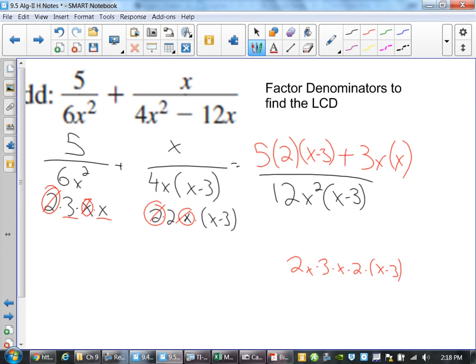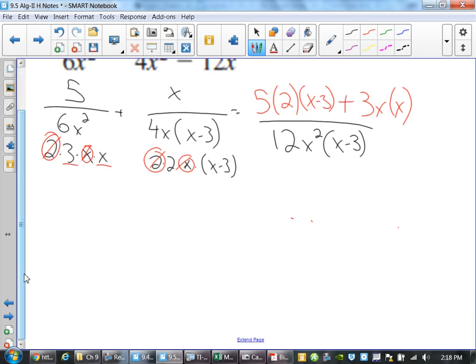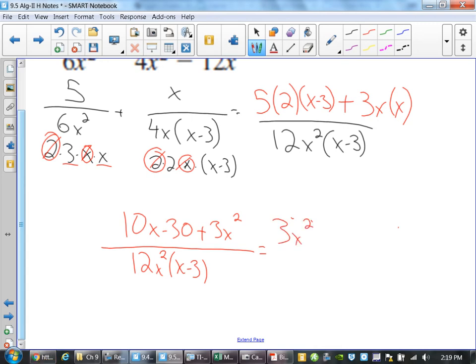Like I said earlier, your denominators don't need to be simplified because they're already written out as terms themselves. Numerators, you want to multiply and combine like terms. You're always going to multiply your numerators together and combine like terms. So I get 10x minus 30 plus 3x squared. I'm just going to rewrite that here in a second. It looks cleaner.